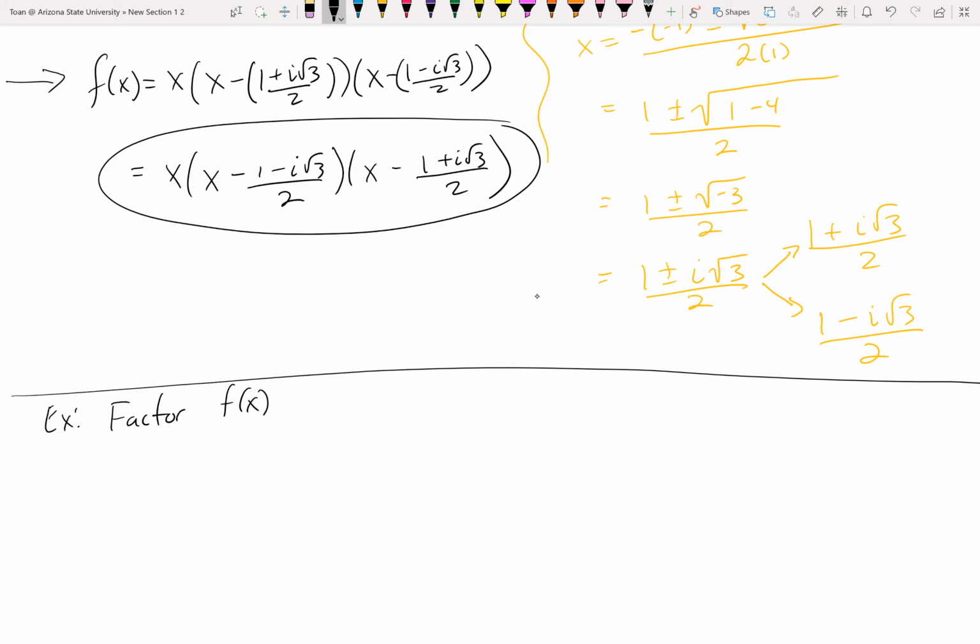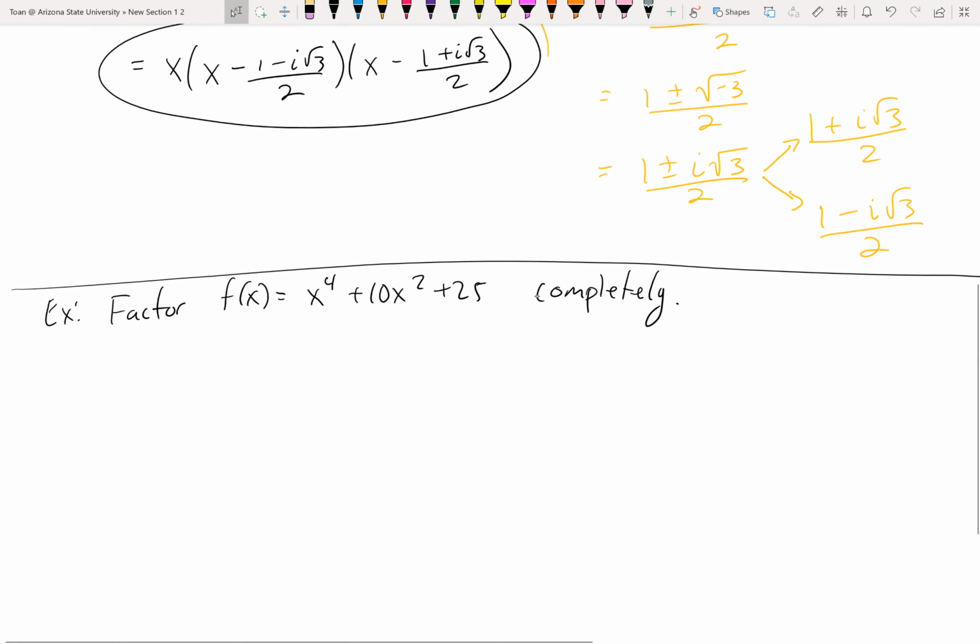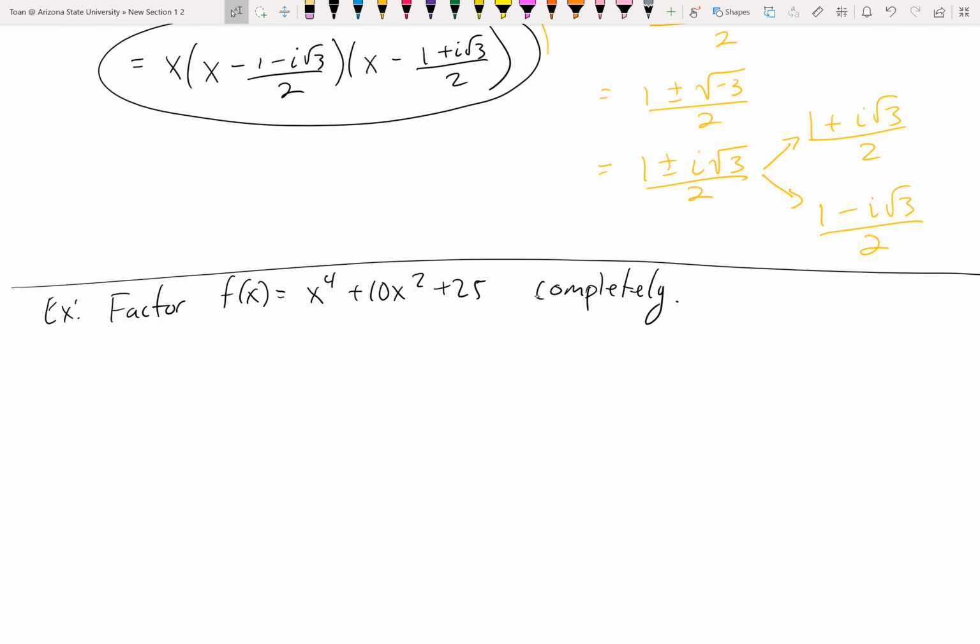Factor f of x equals x to the fourth plus 10x squared plus 25 completely. Well, first things first, we should notice that we're given a trinomial, three pieces. Notice how this exponent of 4 is exactly twice as much as this exponent of 2, and the whole thing ends in a constant. So although it's not a quadratic, it behaves like a quadratic.